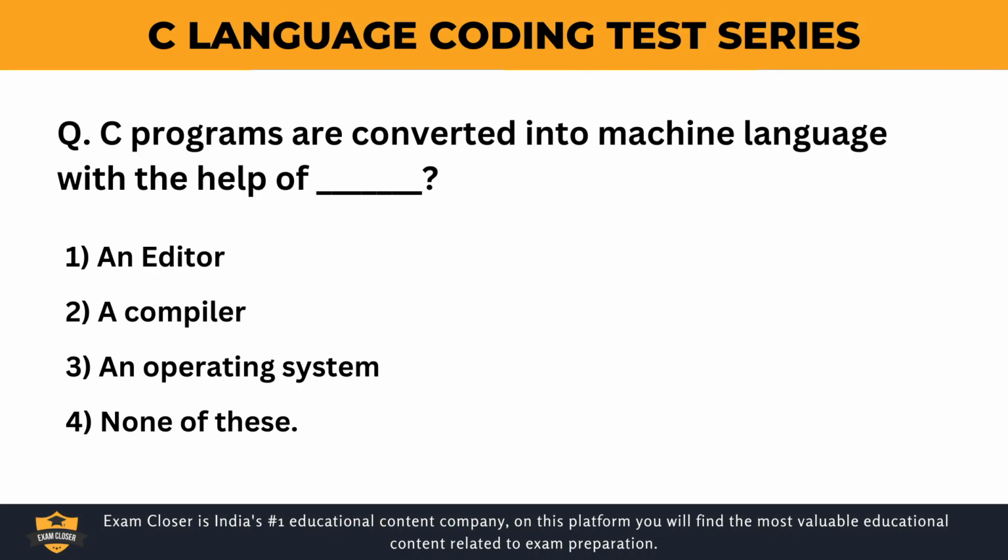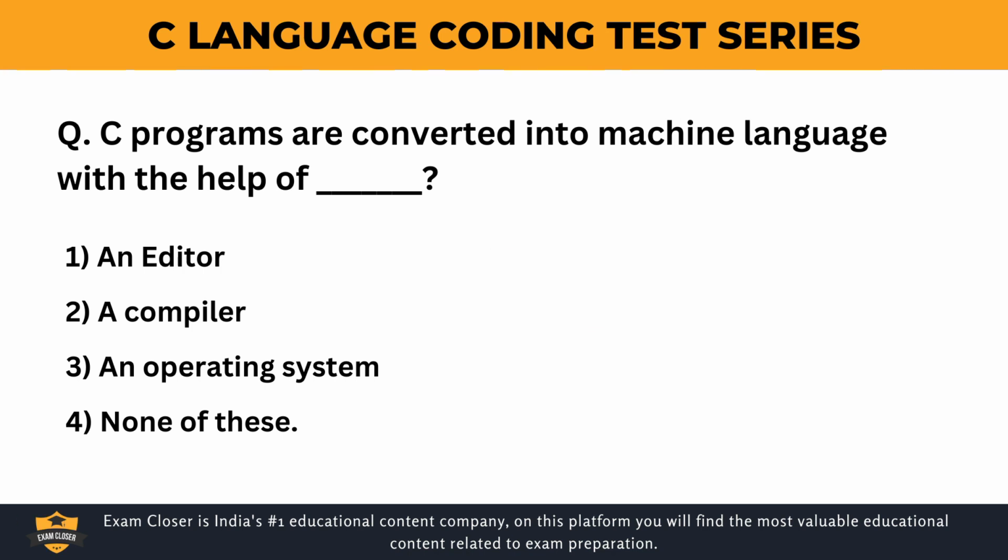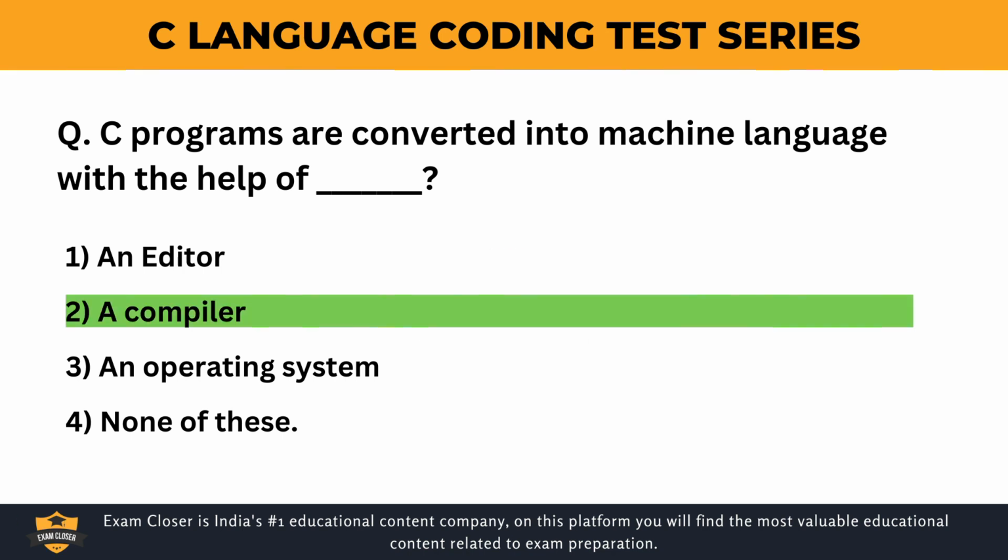C programs are converted into machine language with the help of which system? You have 4 options and you have to answer the question correctly within 5 seconds. Your time starts now. The correct answer is option 2, compiler.